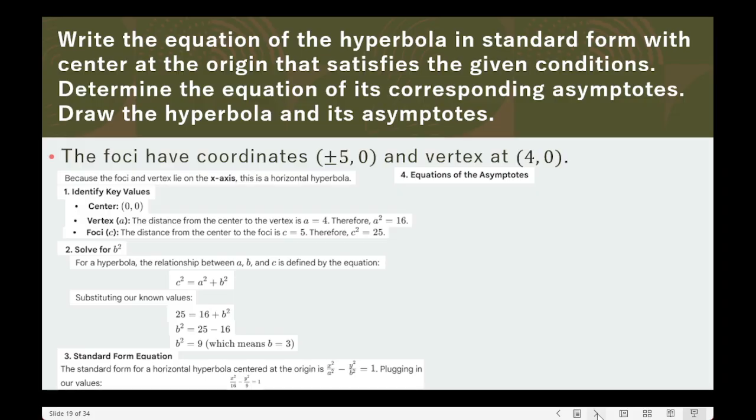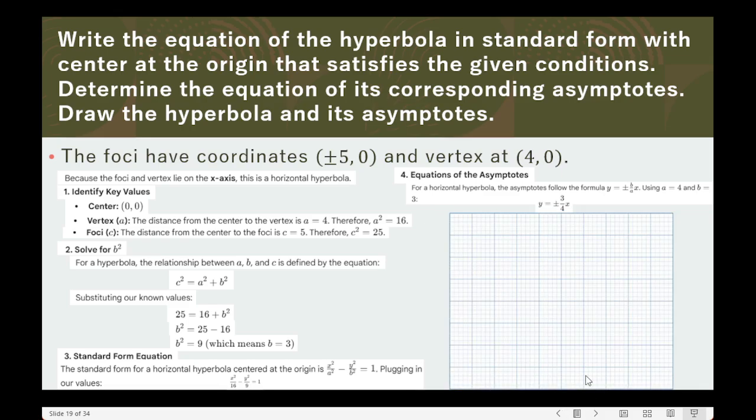Now, for the equation of the asymptotes, we have the formula y equals positive or negative b over a x. Using a, which is 4, and b, which is 3, we substitute to the equation. So we have the equation of the asymptotes, and that is y equals positive or negative 3/4 of x. So from this equation, we obtain two lines: one that takes the positive slope and the other one that takes the negative slope.